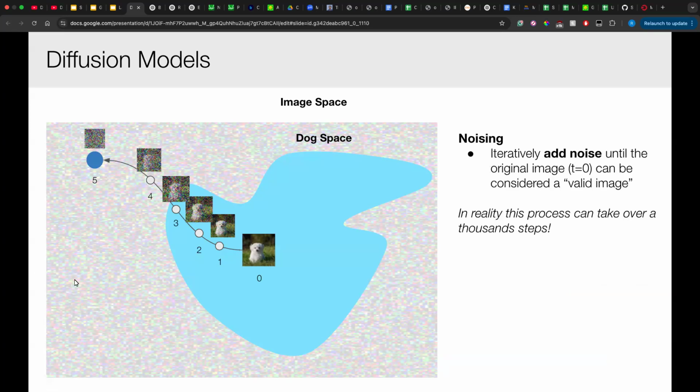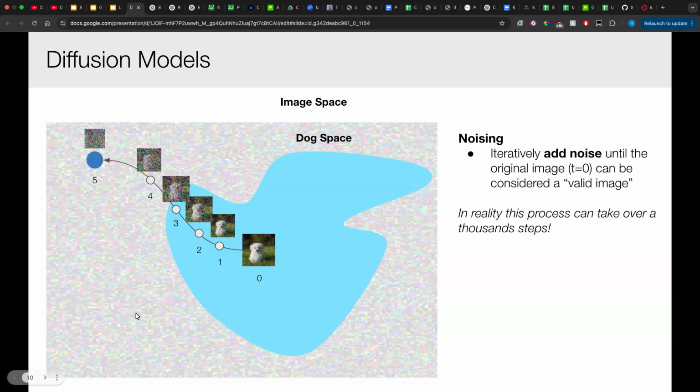And again, when we add noise, we do not use a machine learning model for this, right? Because it's pretty easy to just grab noise and add it to an image. We could just grab some random static and add it to an image.